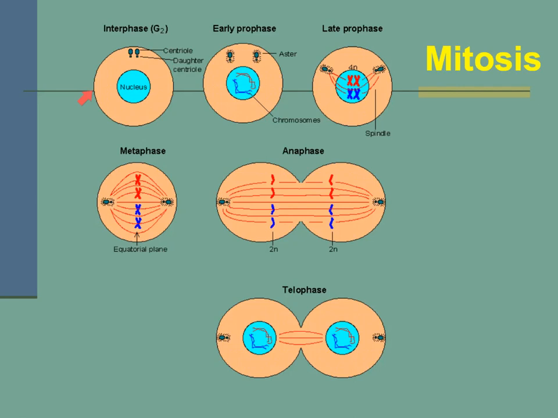Now, we begin with interphase, which is not a true stage of mitosis. However, we always discuss interphase when we talk about cell division. Interphase is composed of three stages, G1, S, and G2. And so in interphase, it is commonly said that the cell is resting. However, the cell is doing everything but resting. Here we have the cell growing, we have DNA replication occurring, and we have the cell preparing to divide.